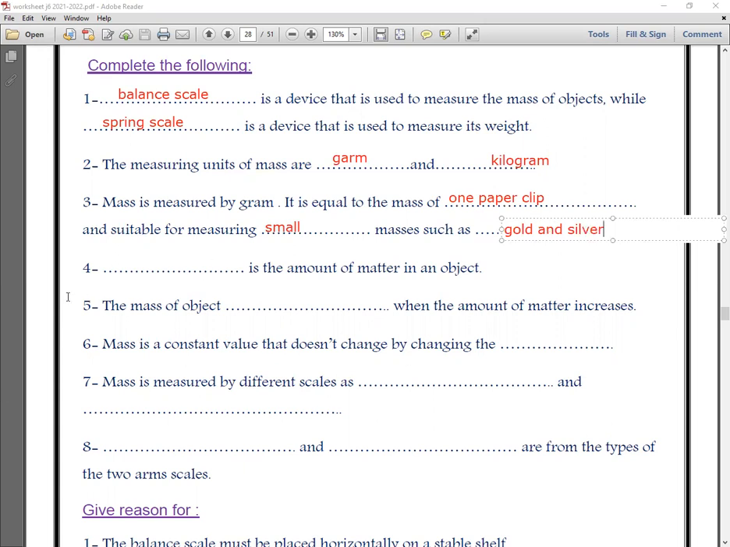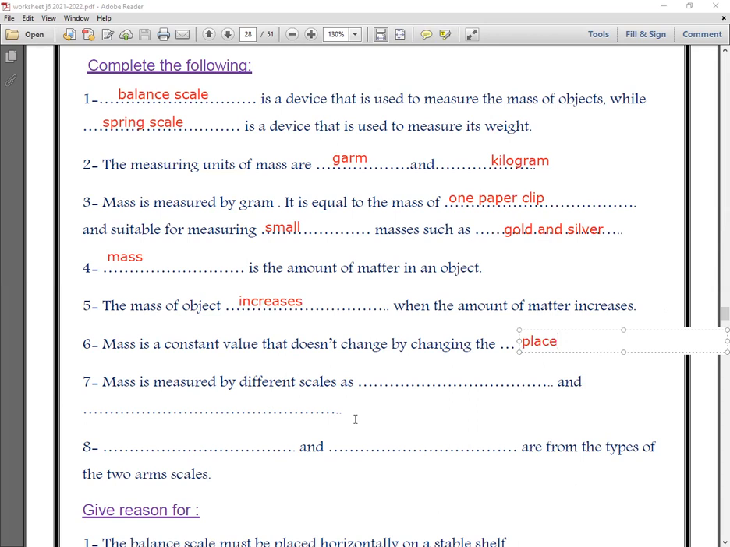Number 4, what is the amount of the matter in an object? It's called mass. Number 5, the mass of an object, what happens when the amount of the matter increases? The mass of the object increases when the amount of the matter increases, because the mass depends on the amount of the matter. Number 6, mass is a constant value that doesn't change by changing the place or the location.